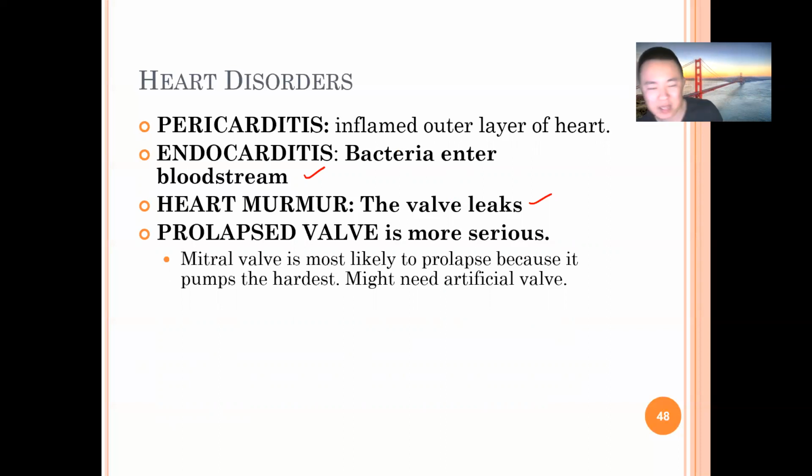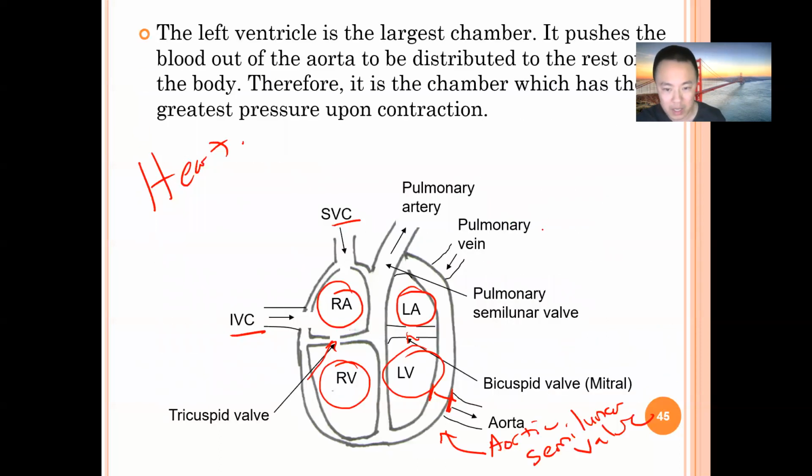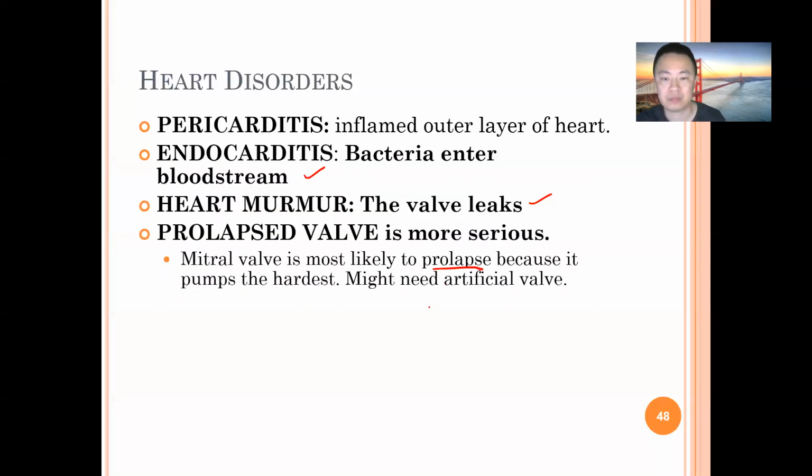This is more serious. The mitral valve, as we've mentioned in my previous lectures, is more likely to prolapse because it pumps the hardest. Okay, if you look here, the bicuspid valve is right before the left ventricle, which contains the most muscle. So it's more likely to be blasted in the opposite direction. Okay. And if that happens, they might need an artificial valve transplant or replacement.